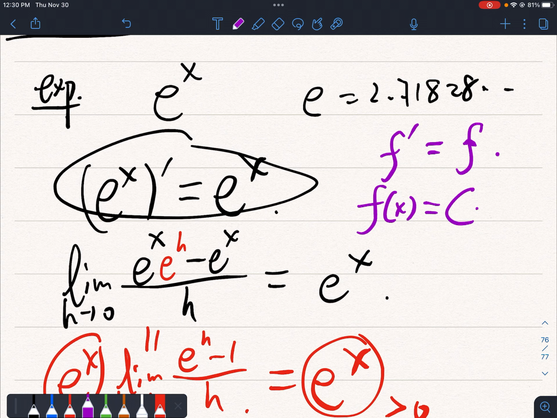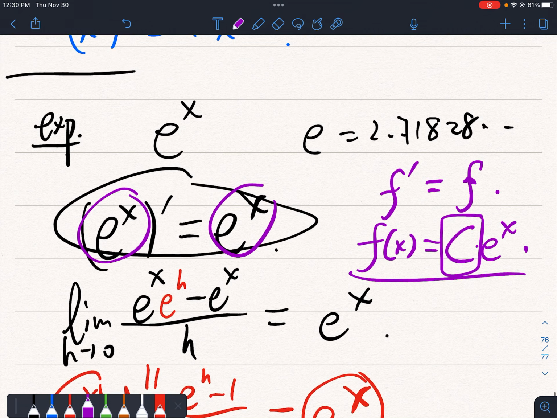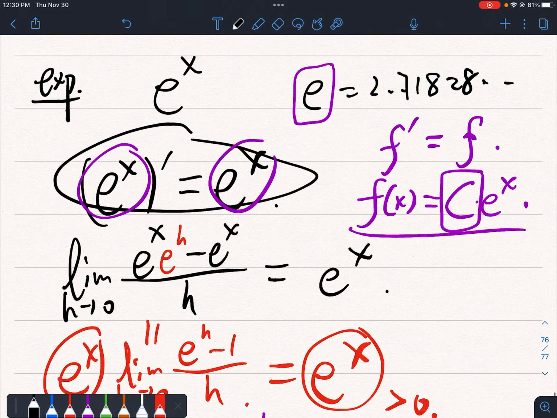So what I'm saying is that if f prime is equal to f, then f of x has to be some constant c times e to the power of x. So you can prove it rigorously, but let's just skip that. This is very special, and we can say this is the only function, up to a scalar multiple, such that this is true. So this shows that e is very special.